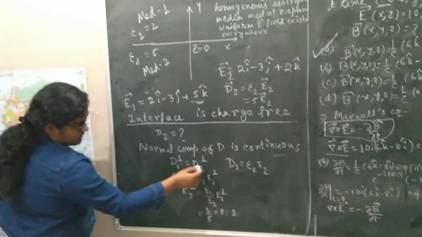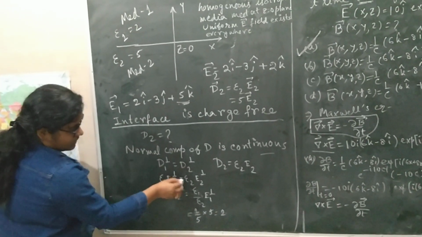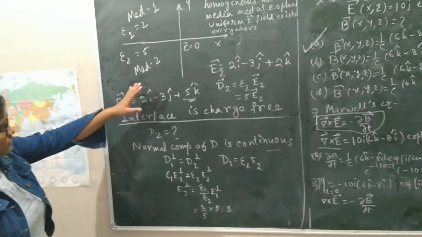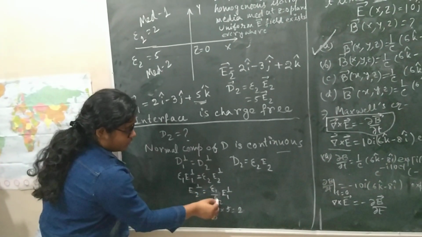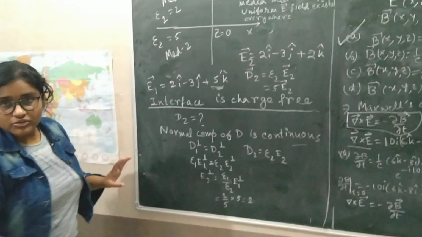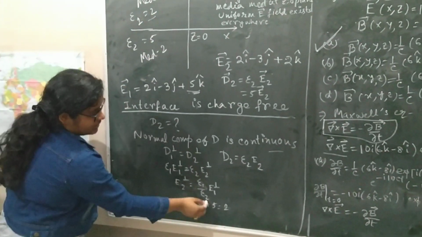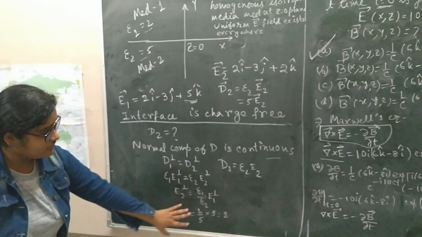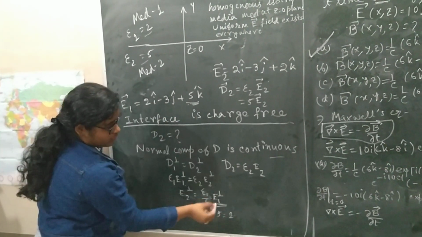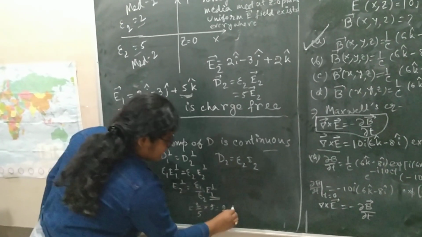So you simplify this equation: epsilon 1 E1 perpendicular equals epsilon 2 E2 perpendicular. The perpendicular component of the electric field E2 is epsilon 1 by epsilon 2 into E1 perpendicular, the ratio of the two dielectric constants. For epsilon 1 it is given as 2, for epsilon 2 it is given as 5. So 2 by 5 into the perpendicular component of E1, which is 5. Put in the magnitude 5, you get 2. So E2 perpendicular is 2, along k cap.